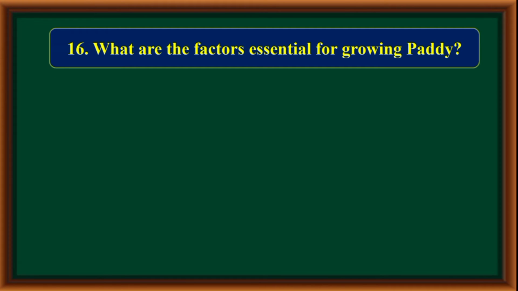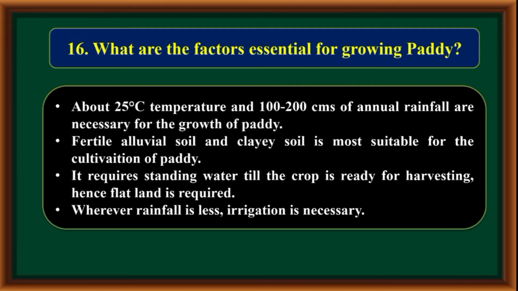What are the factors essential for growing paddy? About 25 degrees Celsius temperature and 100 to 200 centimeters of annual rainfall are necessary for the growth of paddy. Fertile alluvial soil and clay soil are most suitable for the cultivation of paddy. It requires standing water till the crop is ready for harvesting. Hence, flat land is required. Wherever rainfall is less, irrigation is necessary.